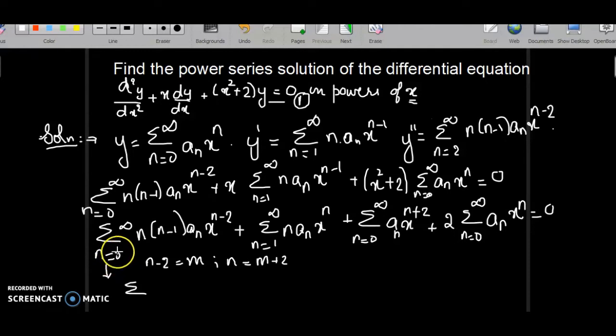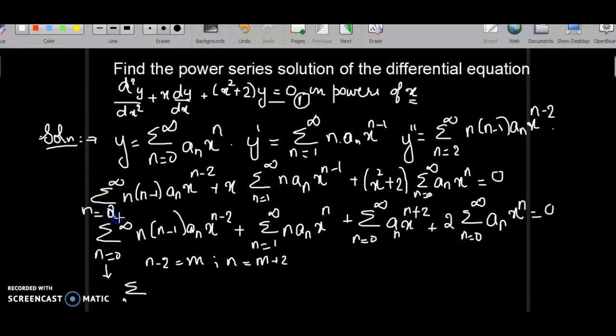Here the initial starting point is 0. So when n is equal to 0, our m will be... did I do anything wrong? No, that's right. When n equal to 0, m should start from... One second. Okay, there was a small mistake here.